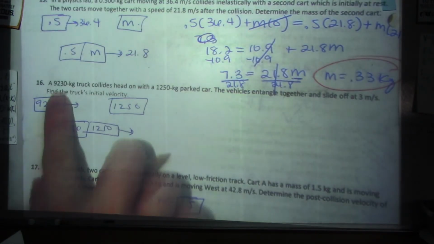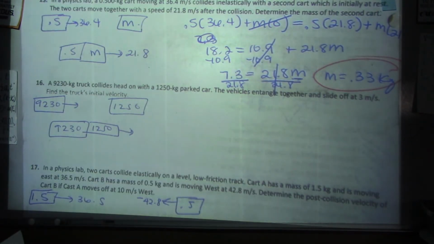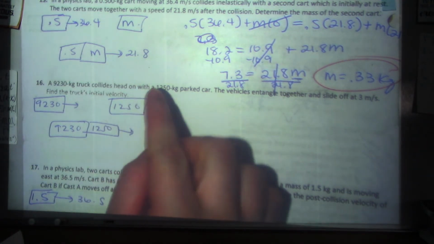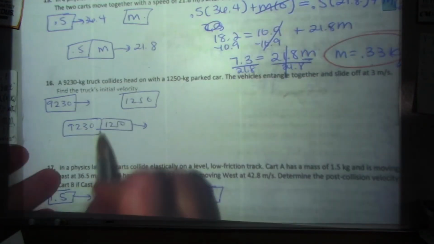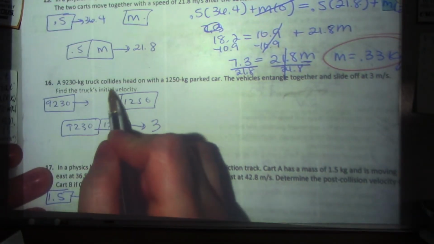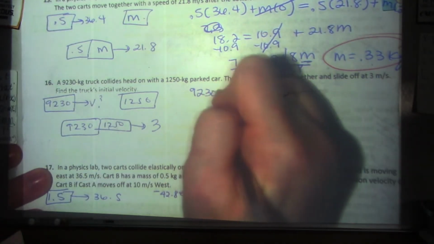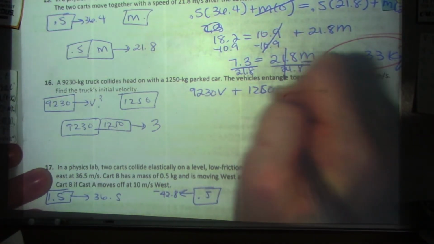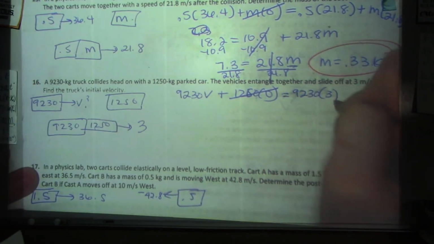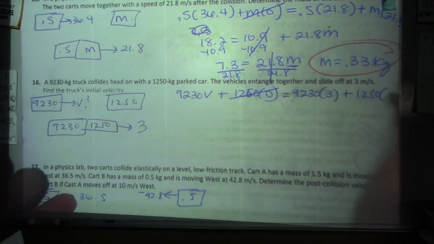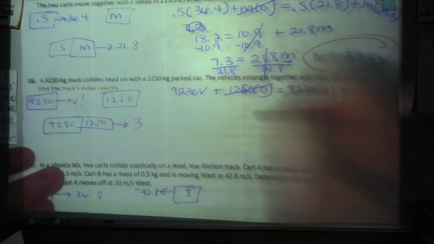We've got a 9,230 kilogram truck colliding head on with a 1,250 kilogram parked car, so this one's not moving. They entangle together and they slide off at 3 meters per second. So together at the end they have a velocity of 3, and we're looking for the truck's initial velocity, so it's the before velocity, that's my unknown. So 9230v plus 1250 times 0, because it's at rest, so that goes away, equals 9230 times the velocity of 3 plus the second mass, 1250, with the same velocity of 3 because they are stuck together.